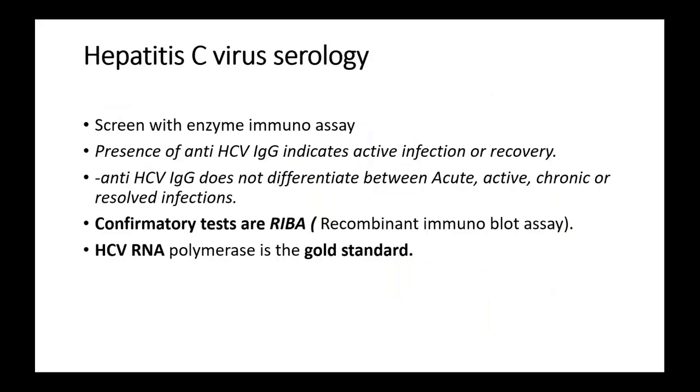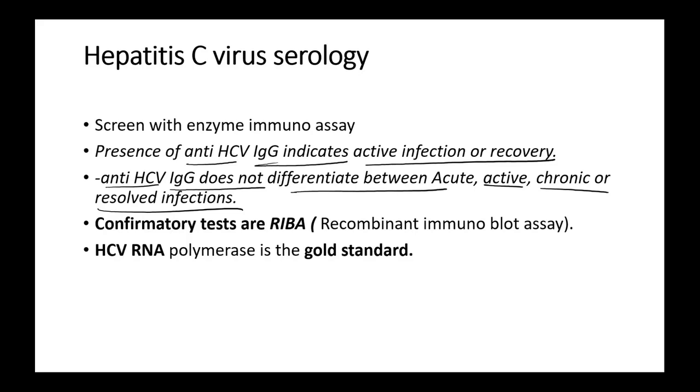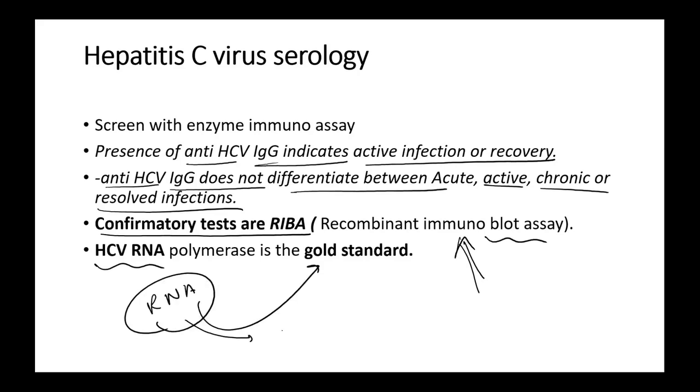So what is the serology? The presence of hepatitis C virus IgG indicates active infection or recovery. Anti-hepatitis C virus IgG does not differentiate between acute, active, chronic, or resolved infection. How to confirm the test? Do an immunoblot assay and test hepatitis C virus RNA. This is the gold standard. It will give you an idea about viral load.